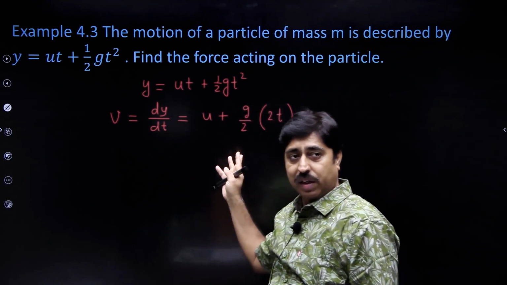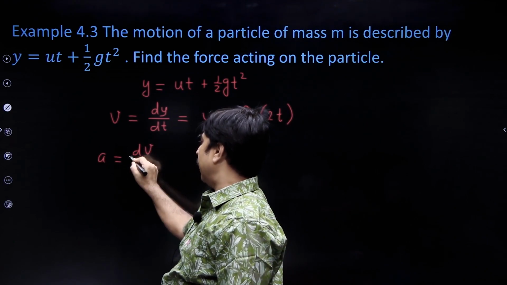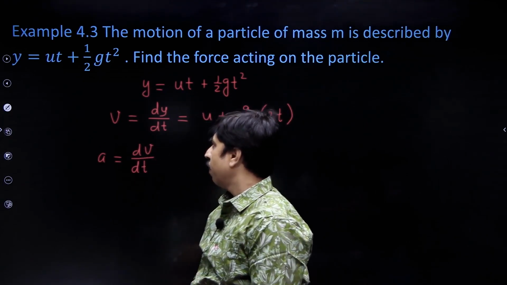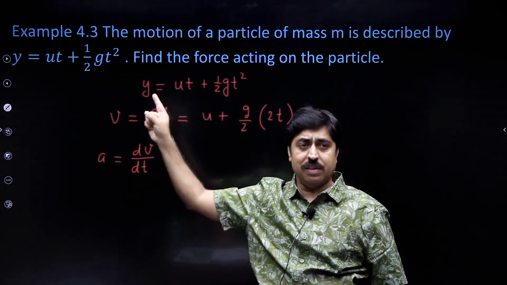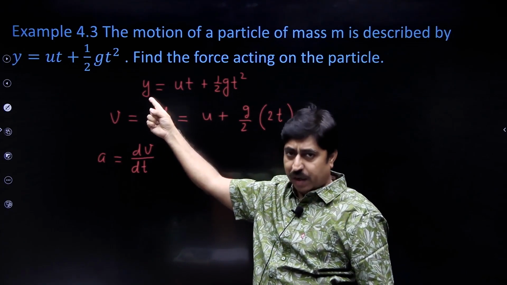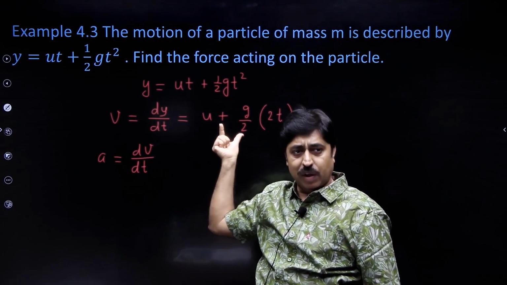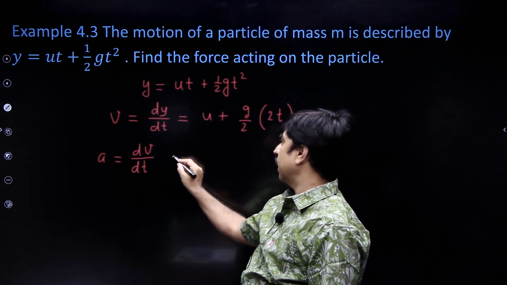We have got velocity. What about acceleration? Acceleration is obtained by dv by dt. Students, please pay attention. This is position coordinate. If particle is traveling on x-axis, then here it would be x. Particle is traveling on y-axis, y coordinate. dy by dt is velocity, and dv by dt is acceleration.